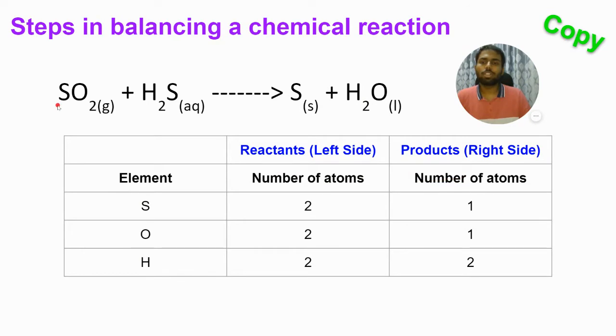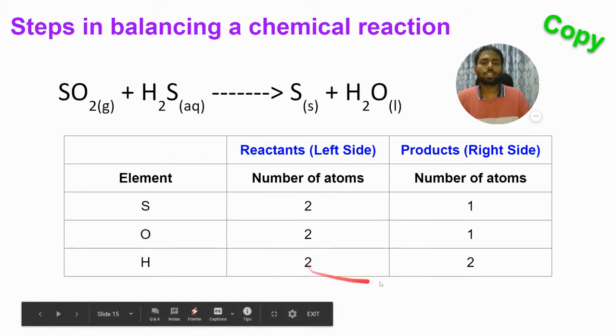So let us see sulfur first. Here I can see 1 sulfur. Here I can see another atom of sulfur. So 1 plus 1, I have 2 atoms of sulfur on the left hand side. Right side I have only 1 atom of sulfur. I wrote 1 here. So sulfur is done. Next, oxygen. O2 is written, so there are 2 atoms of oxygen. So I write 2 over here, and then again here there is only 1 atom of oxygen. So 1 over here. Lastly, I have 2 atoms of hydrogen, and here also I have 2 atoms of hydrogen. So 2 over here and 2 over here.